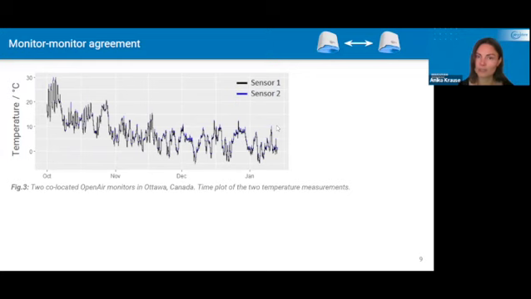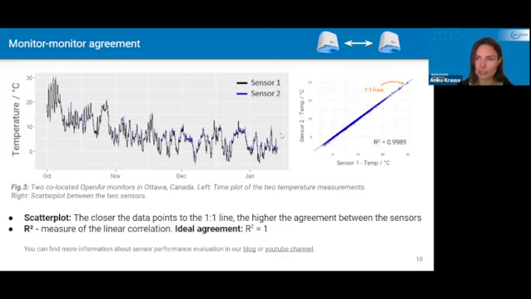You can quantify that even a bit better by looking at a scatter plot. So here we're plotting the temperature from one monitor against the temperature from the other. And the closer these points in the scatter plot are to this one-to-one line, the better the agreement is. And the tighter this line is, the better the linear agreement or the linear correlation is. That can also be quantified by the coefficient of determination, the R squared value. And ideally, this is 1. So if we look at this data set here, it is really, really close to 1. So the two data sets are highly correlated.